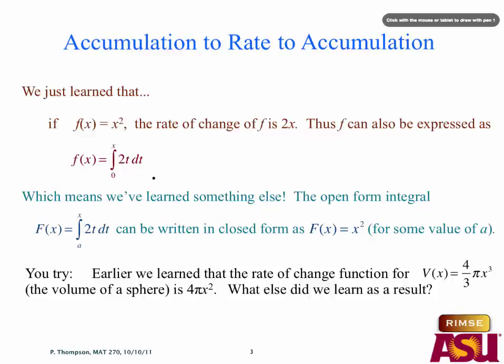All right, you try. Okay? So earlier we learned that the rate of change function for v of x equals 4/3 pi x cubed is 4 pi x squared. So we figured out that the rate of change for this volume function is 4 pi x squared. What else did we learn as a result? See if you can write it down. What else did we also learn as a result of learning that this was the rate of change function for this volume function? Can you write it out?